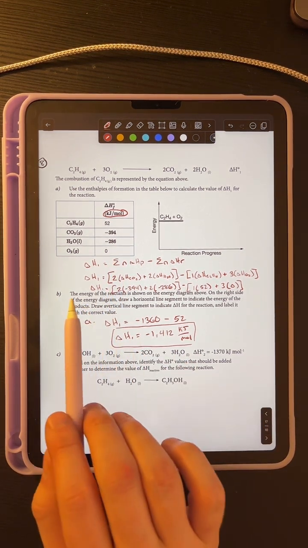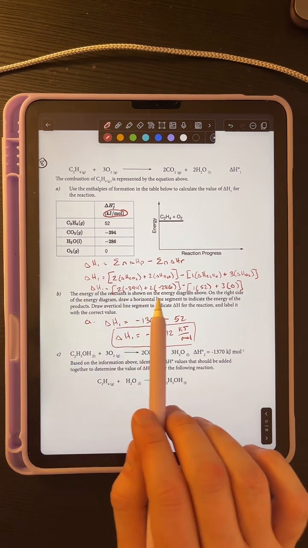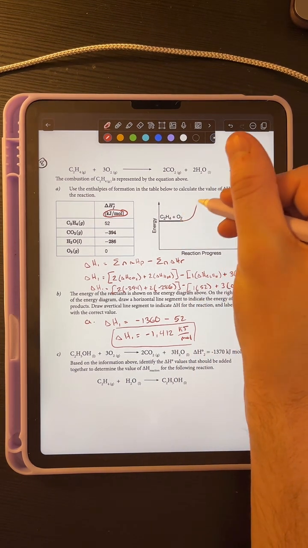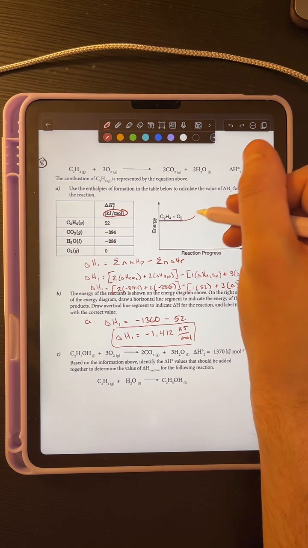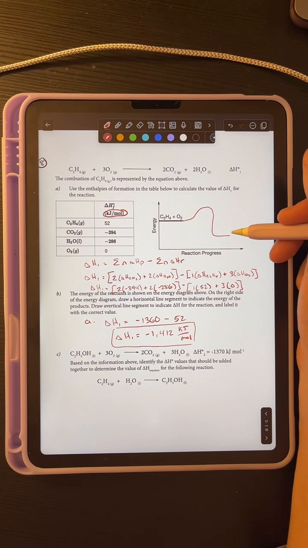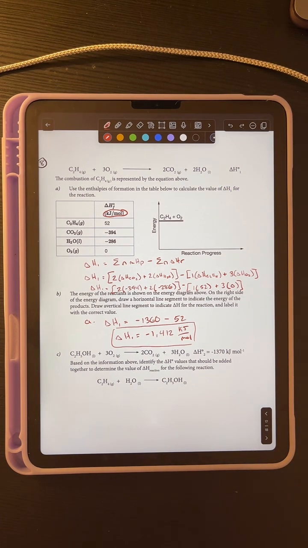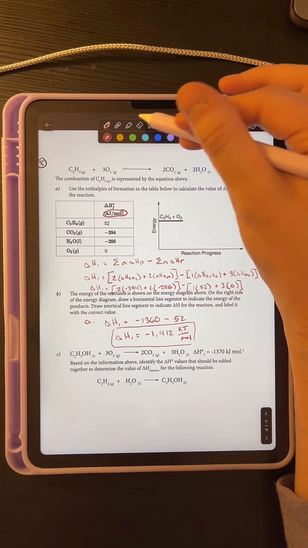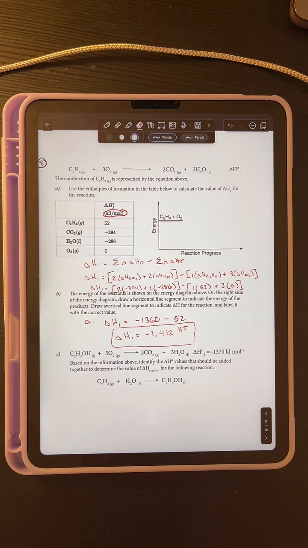Beautiful. Now we take a look at B. The energy of the reactants is shown on the energy diagram above. So this is an energy diagram. This is going to look either like this, or it'll look like this. If it's like this, it's exothermic. If it's like the one where it's above, that'll be endothermic. So let's take, it is just kilojoules. My apologies, because we canceled out all the moles.